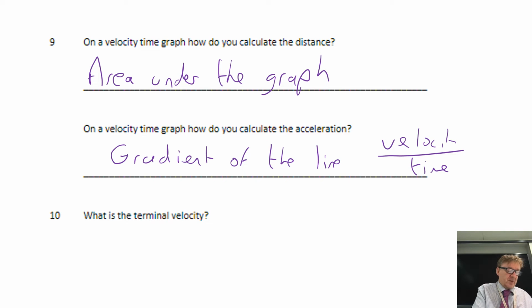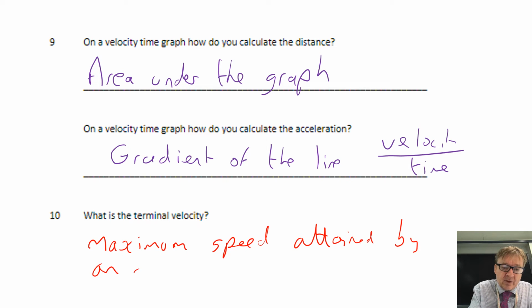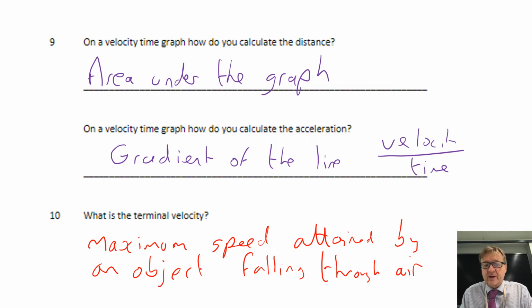Question number 10. Right, so what we're talking about now is terminal velocity. Okay, so terminal velocity. That is the maximum speed attained by an object falling through the air. Okay, normally the question that they talk about here is a parachute.